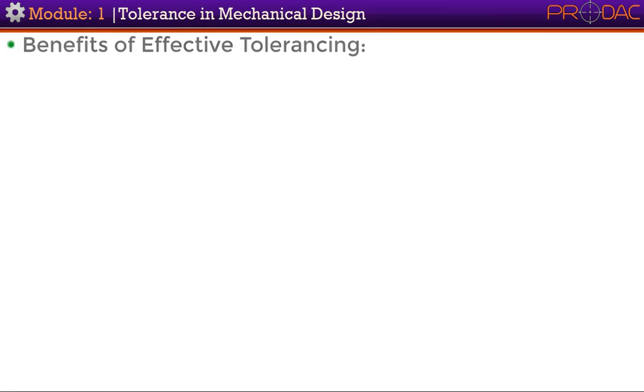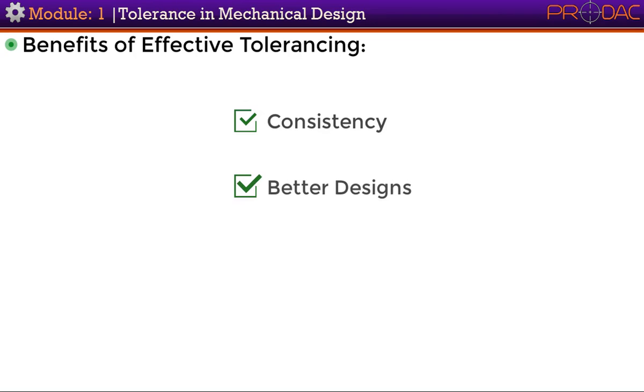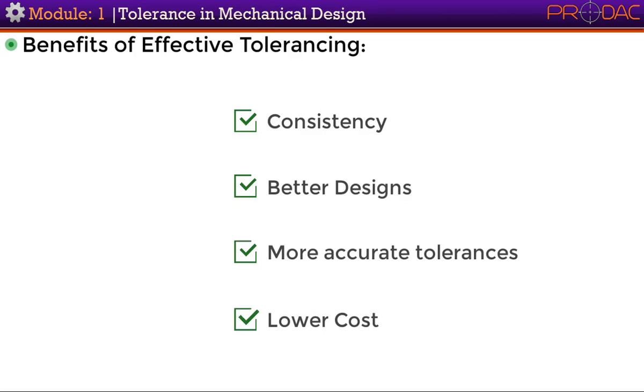Now we'll explore the benefits of effective tolerancing. There are 5 major benefits which can be listed down here. The first one is consistency. Then we have better designs. The third benefit is more accurate tolerances. And finally, lower cost. With this, we have finished our very first session on tolerancing.